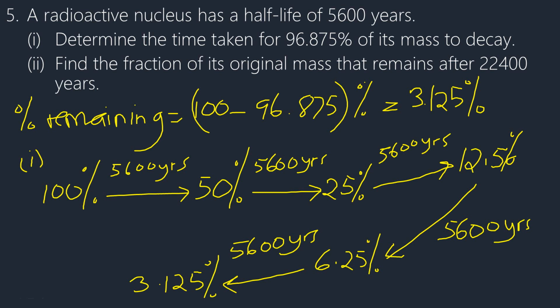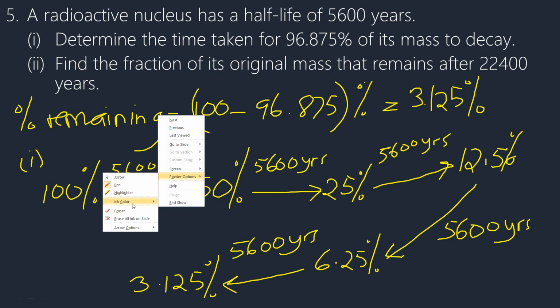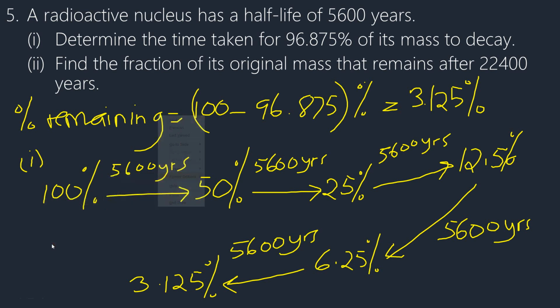So determine the time taken for 96.875% of its mass to decay. So the total time taken here is going to be 5. Remember that the time taken is equal to the number of decays times the half-life. So how many decays are here? We have the first one, the second, the third, the fourth, and the fifth. So we are just going to get 5 times 5,600. And what does the calculator give you? When you get 5600 times 5, you get 28,000 years.